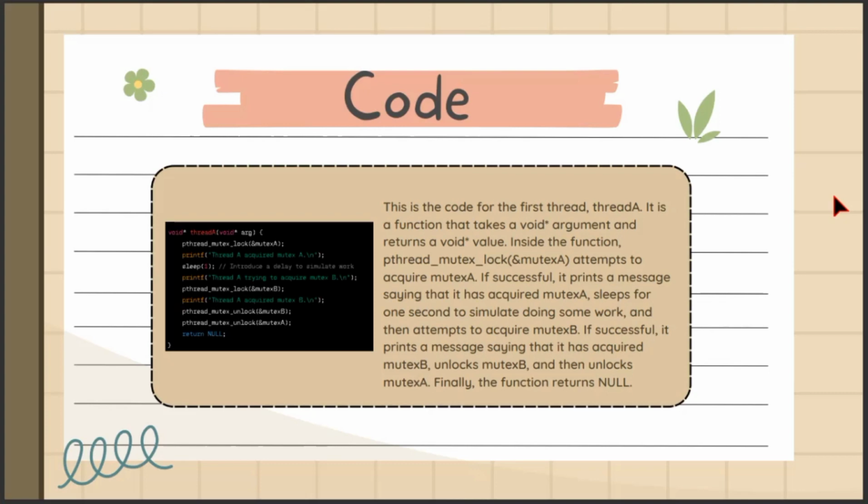So in this function, a thread tries to acquire a mutex. This is the mutex lock, and after that it will print a message, and it will then sleep in order to simulate some work. Next, it will try to acquire a second mutex, which is B, in order to fully satisfy the condition, after which it will unlock the two mutexes.